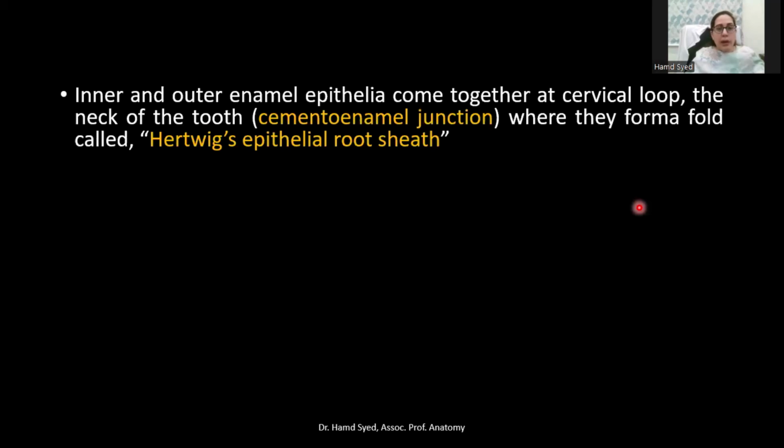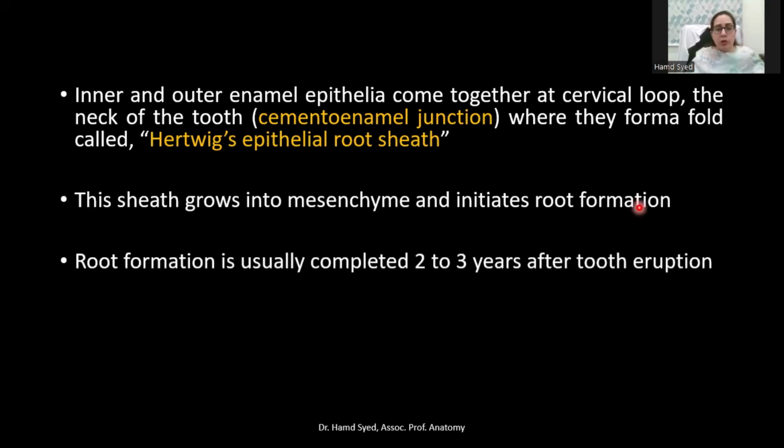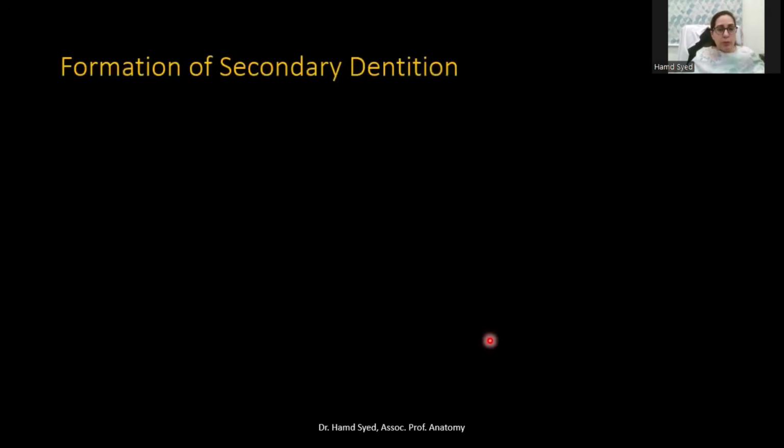The inner and outer enamel epithelia come together, as I told you, at the cemento-enamel junction, the cervical loop, where they are going to form Hertwig's epithelial root sheath. This grows into the mesenchyme and initiates root formation, and that root formation is completed about 2 to 3 years after tooth eruption. The neck of the tooth, as I told you, is the constricted part between the crown and root.